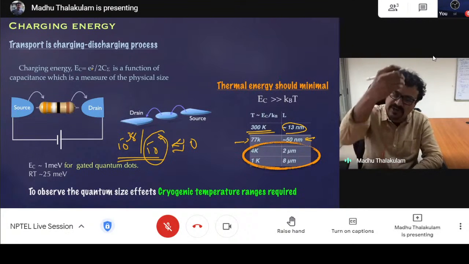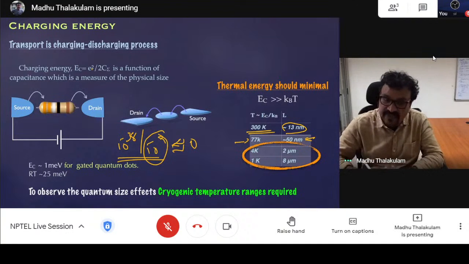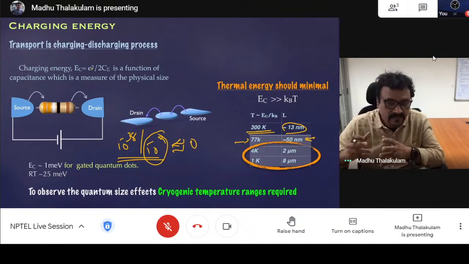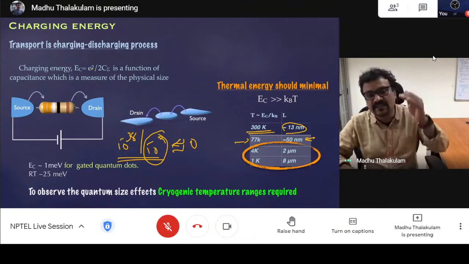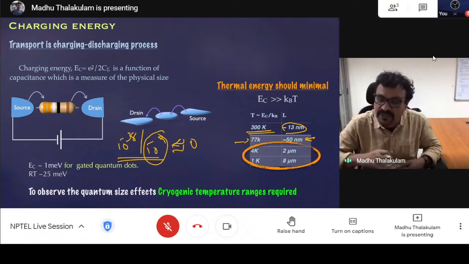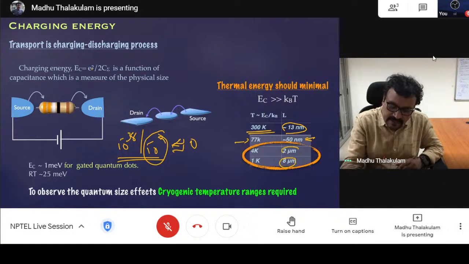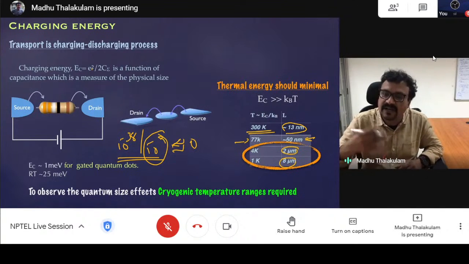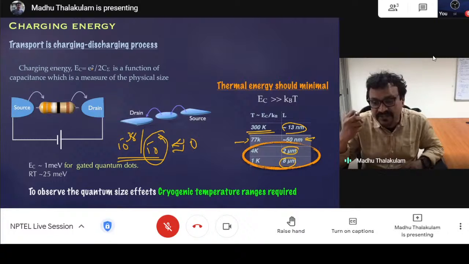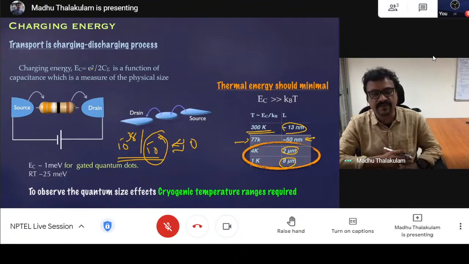You can see as you reduce temperature, you reduce the energy scale. What that means is, against EC, the thermal energy available for transport is lower, so you need extra effort or an extra push to put the electrons through the system. That means to observe this at larger and larger object sizes, or higher and higher dimensions, you need to go to lower and lower temperature. That's what it says. Okay.